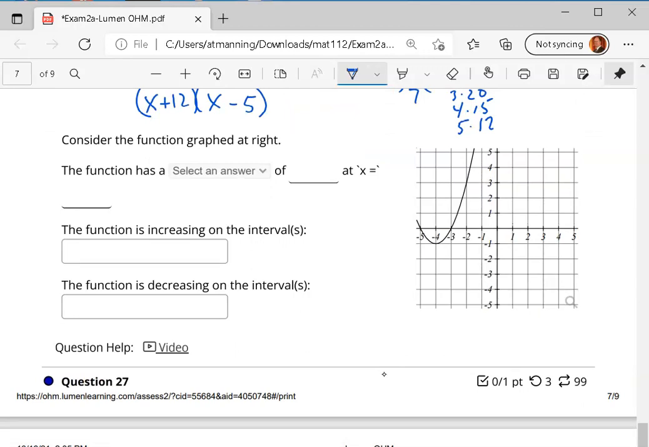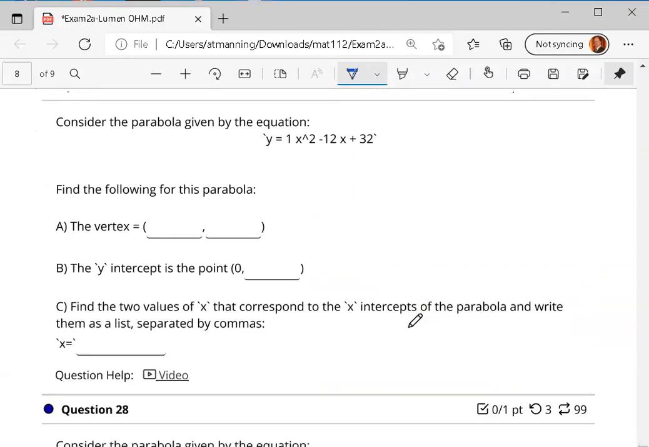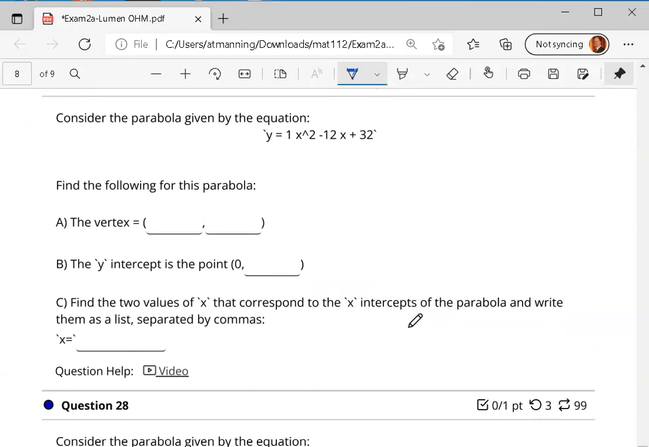All right, now to relax our brain a little bit, this should be a little easier. It has a minimum of what? Negative 1 at x equals negative 4. Increasing from negative 4 to infinity, but it never hits infinity, never hits negative 4. Decreasing from negative infinity up to negative 4, not touching either one.